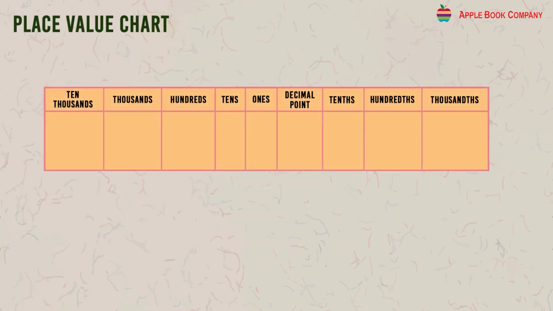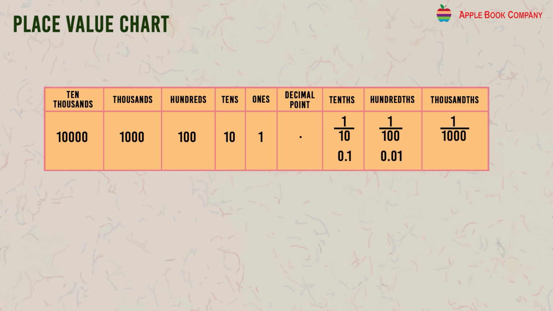Place value chart. For decimal numbers, we have the place value chart as shown below. We have 10,000s, thousands, hundreds, tens, ones, decimal point, tenths, that is 1 by 10, written as 0.1, hundredths, 1 by 100, written as 0.01, thousandths, 1 by 1000, written as 0.001.